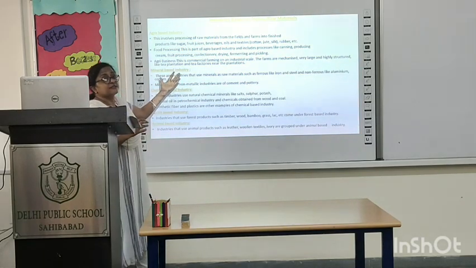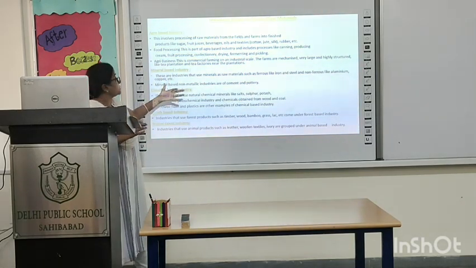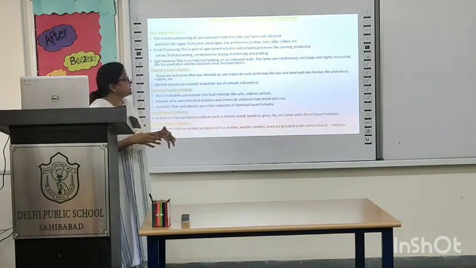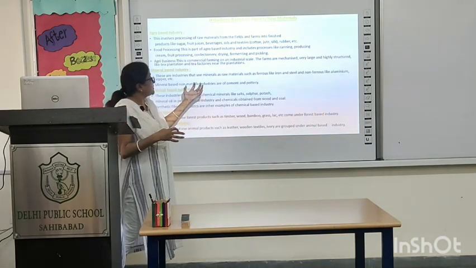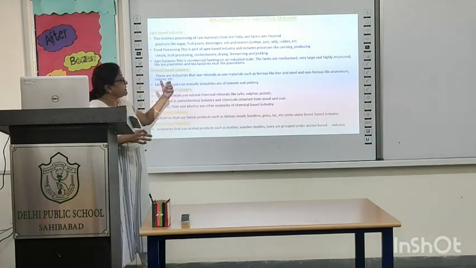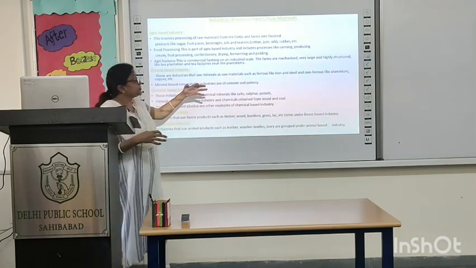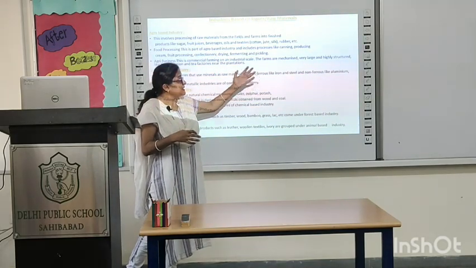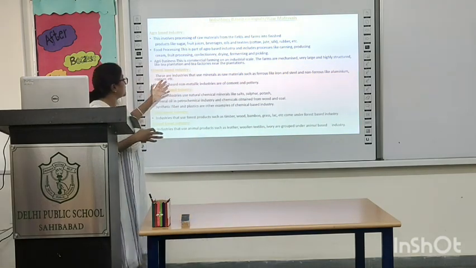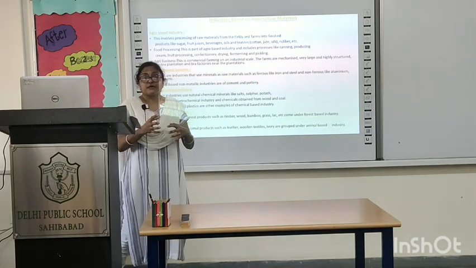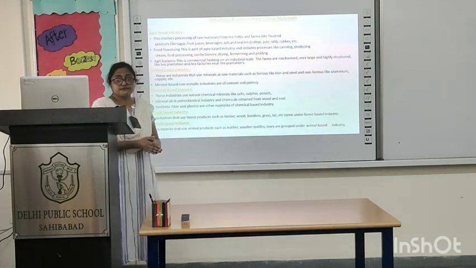Next important are the mineral-based industries. The industries which get their raw material from minerals are the mineral-based industries. These industries use ferrous and non-ferrous minerals like iron and steel, aluminium, copper, etc. Examples of mineral-based non-metallic industries are cement and pottery.